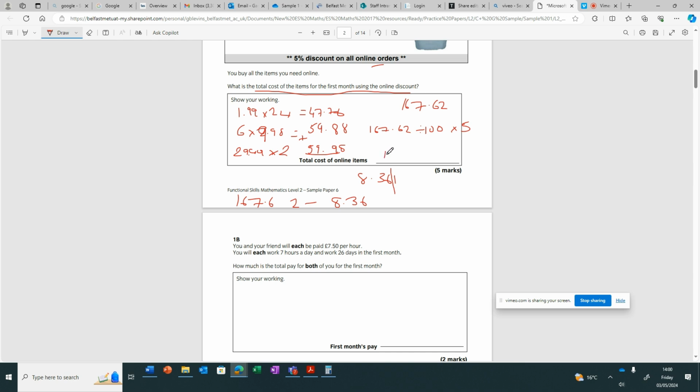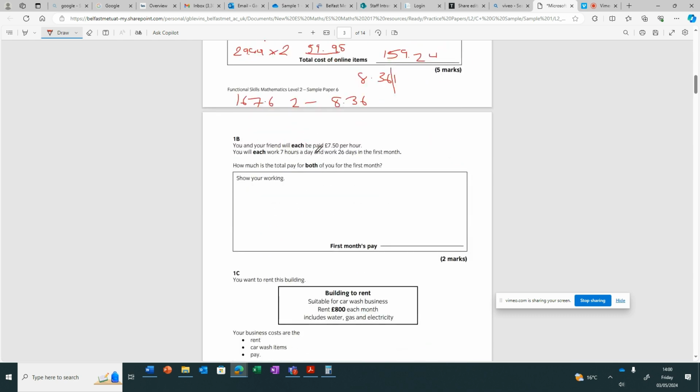Now, you and your friend will each be paid £7.50 per hour. You'll work 7 hours a day and work 26 days. How much is the total pay for both of you for the first month? Well, it's £7.50 per hour, 7 hours a day, for 26 days, and there's 2 of you, so we'll double it. We do all that, and we'll get 2730.